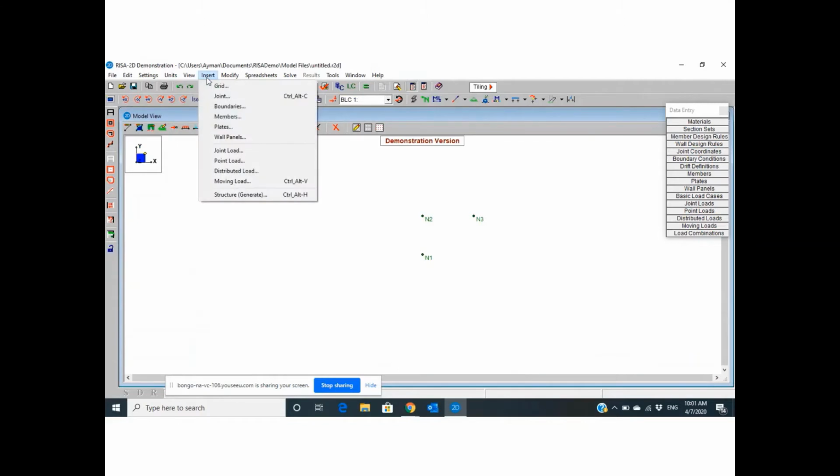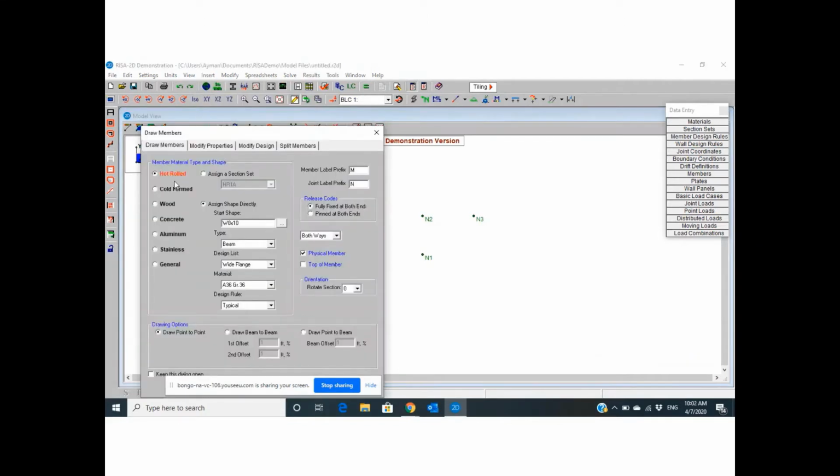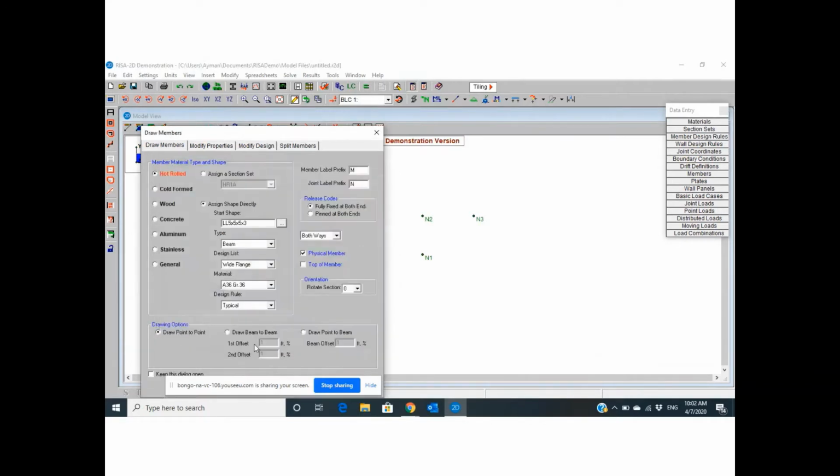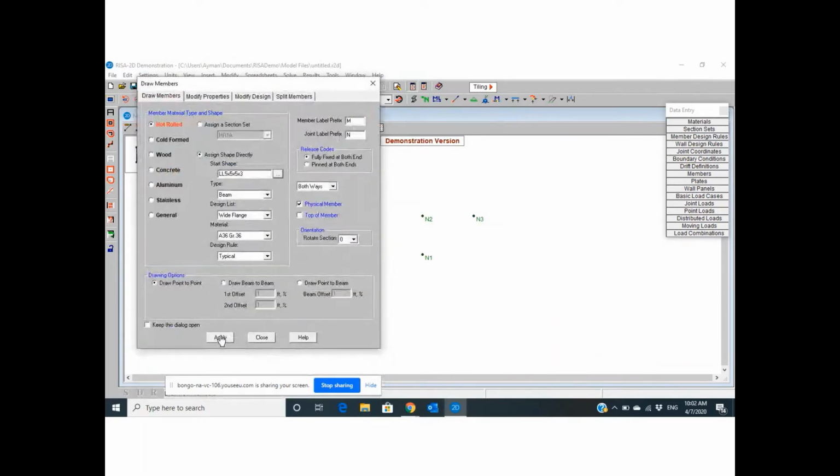Insert members. Your cross section is hot rolled, and your cross section looks like a double angle. I will choose from here double angle, and my angle will be 5 times 5 times quarter. So go down until you hit 5 times 5. Okay, we can use this one. Then I can start to draw my member.